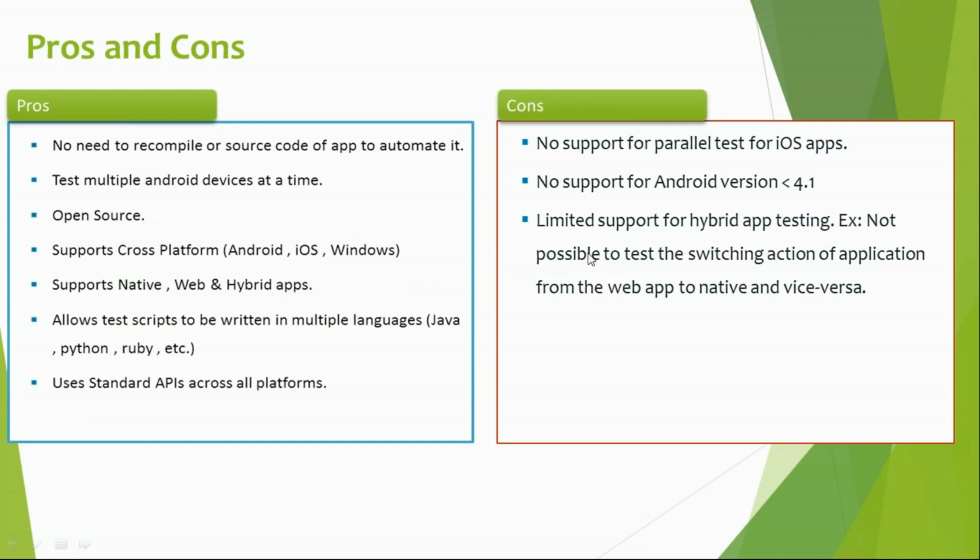What are the disadvantages? As you know, every open source tool will come with some disadvantages, limitations or drawbacks, right? So Appium parallel execution is not possible in iOS. I will tell you how and why while explaining the architecture for iOS. There is also no support for Android version below 4.1. Nowadays there are no mobiles with Android below 4.1 anyway, so no need to worry about this point.